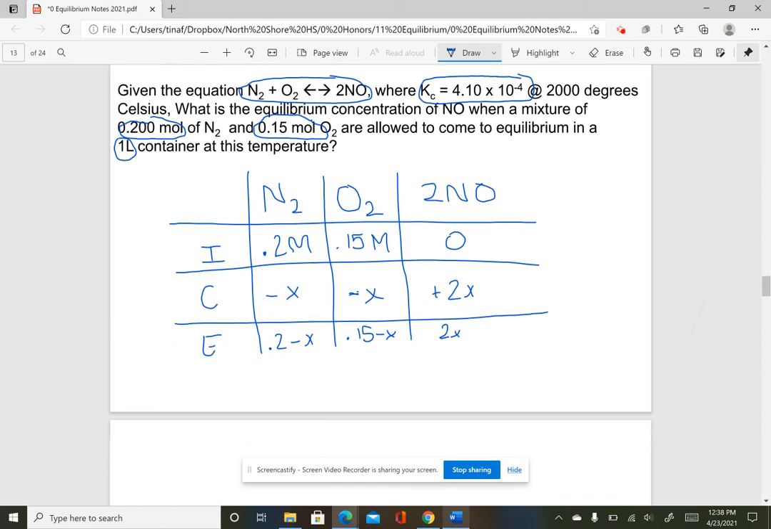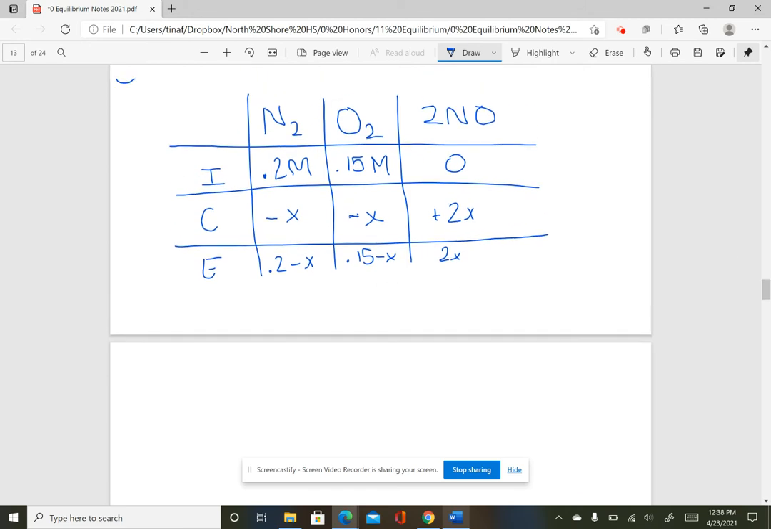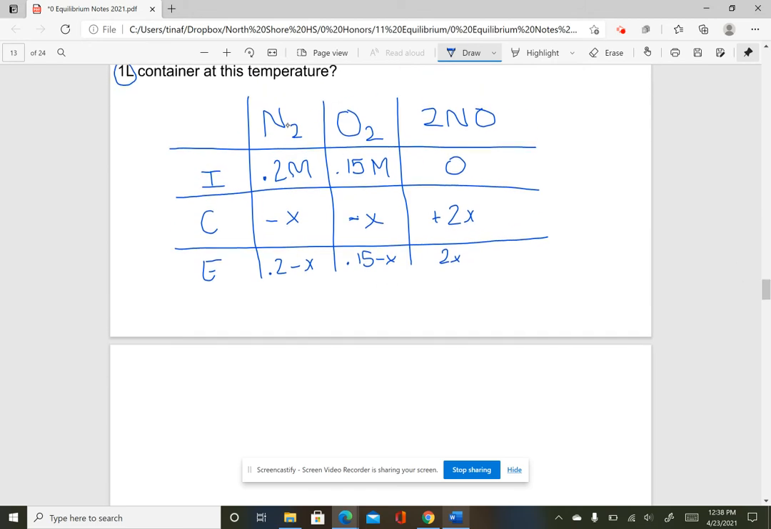Okay, so next thing I'm going to do is write out my equilibrium expression, my KEQ. I'm going to take my products squared because they have a coefficient of 2, divided by the product of my reactants. They don't have coefficients, so I don't have to worry about squaring or anything like that. Okay, so now I'm going to just draw an arrow here.